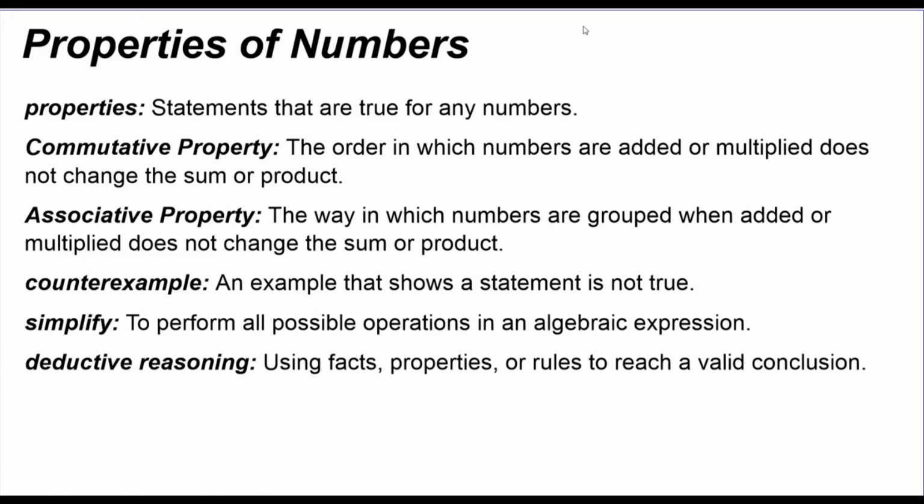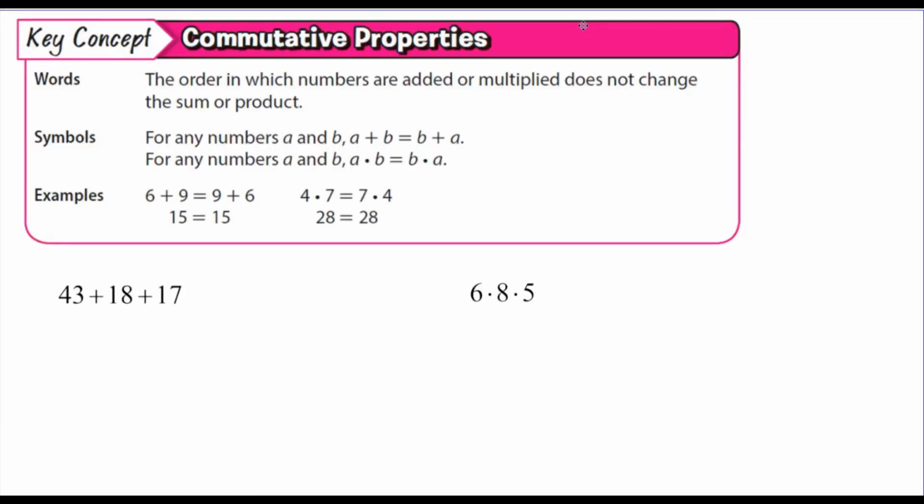We're also going to use a little bit of deductive reasoning today, and that's using facts, properties, or rules to reach valid conclusions. First, the commutative property says the order in which the numbers are added or multiplied does not change the sum or the product. So we can rearrange numbers when adding or multiplying, and it's not going to affect the outcome. This is true for any number you can come up with. If you're adding and multiplying, it doesn't matter the order in which you do it. You're going to get the same answer regardless.